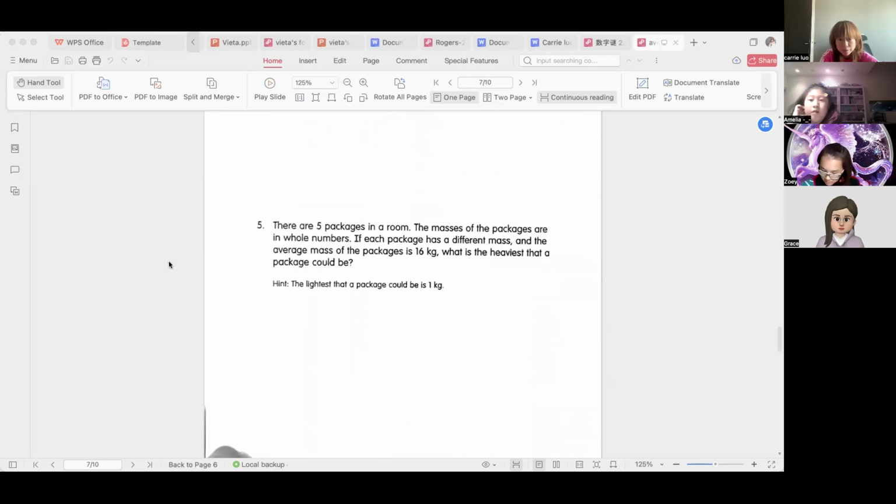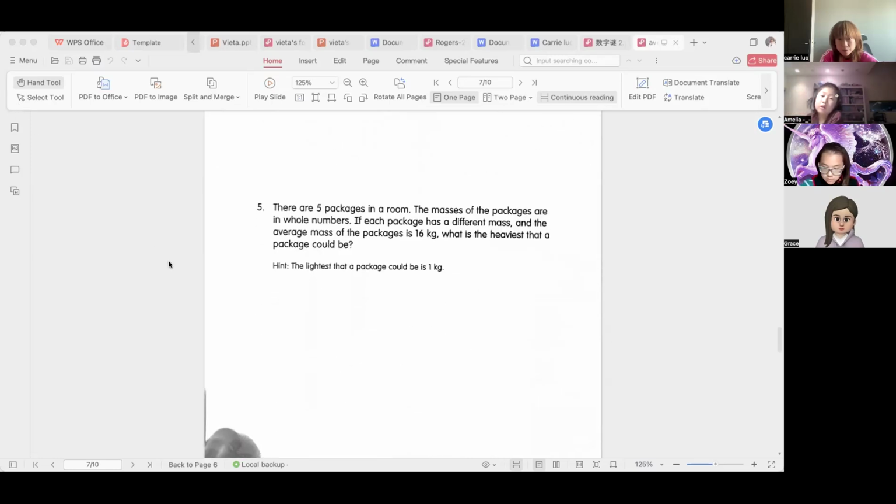Okay, so let's take a look at number 5. There are 5 packages in a room. The masses of the packages are whole numbers. If each package has a different mass, and the average mass of the packages is 16 kg, what is the heaviest that a package could be?